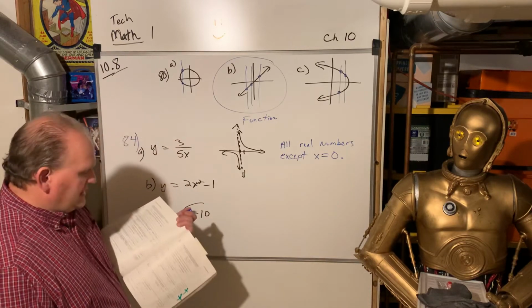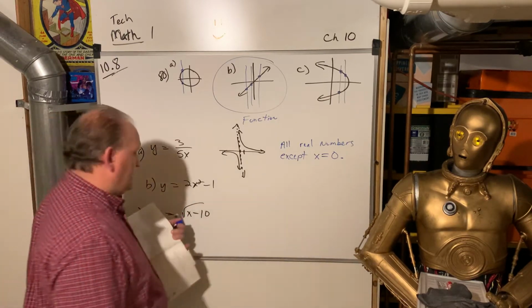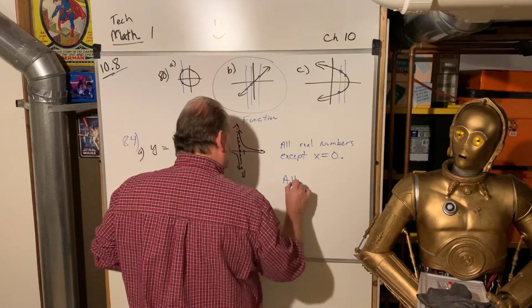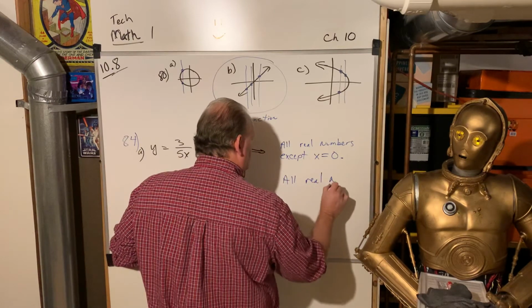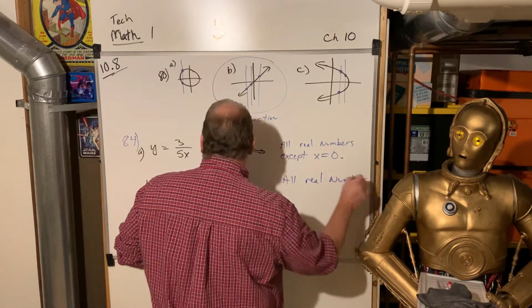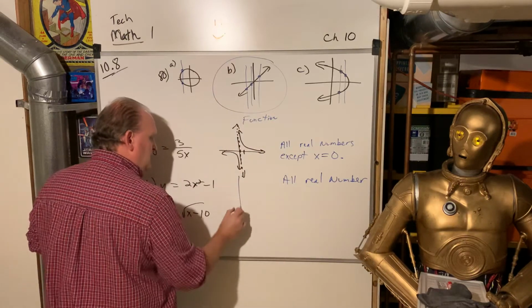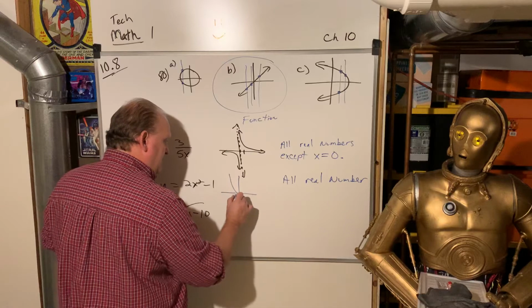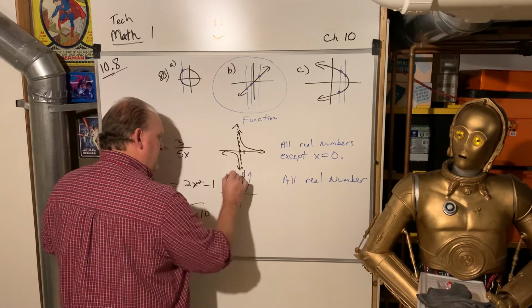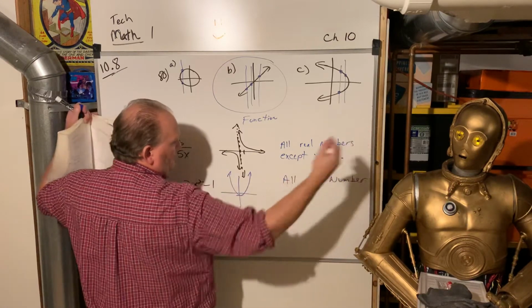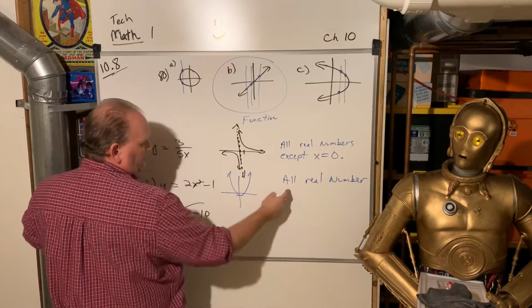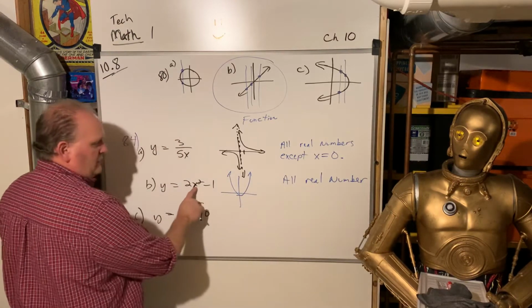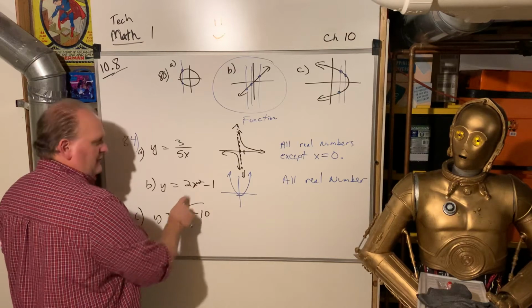2x squared minus 1, that's just going to be all real numbers. Because that's a parabola. There aren't any restrictions on it. It opens up. It's shifted down. It's a skinny parabola. It looks like this. But remember, it's getting wider and wider forever. So all real numbers. There's no restriction on what you can put in for x. You can put in anything for x.